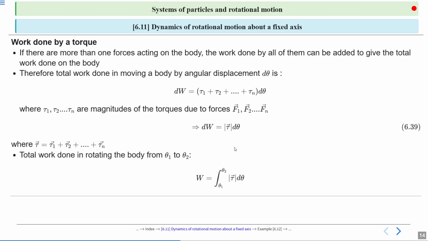But in translational motion, the limit is x1, x2. So this is the linear displacement. Here the displacement is angular displacement. So I think now this is clear, the difference between the work done by a torque in rotational motion and the work done by a force in linear motion. All right.